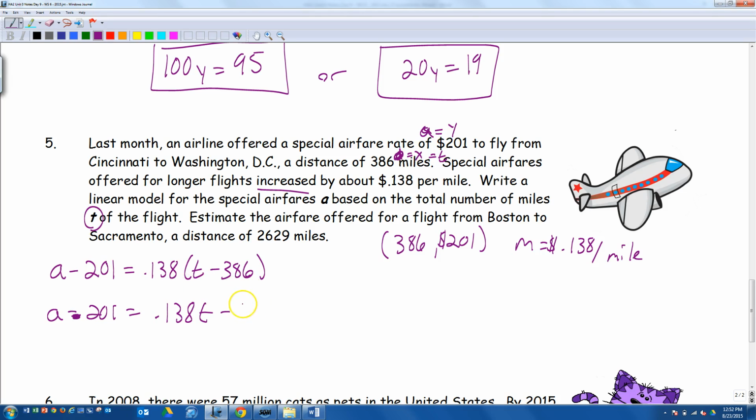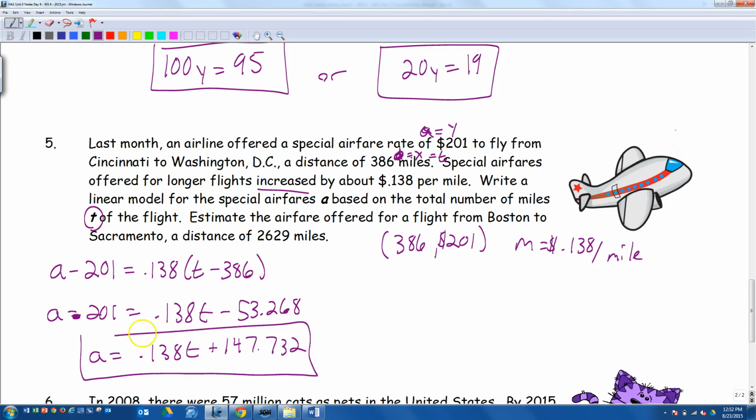When you multiply, you get 53.268. And then finally, when you add, you get A is equal to 0.138t plus 147.732. So that's the model telling you how much the ticket costs based on how many miles you fly.